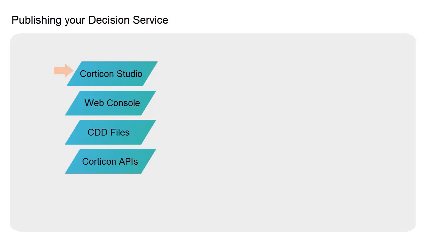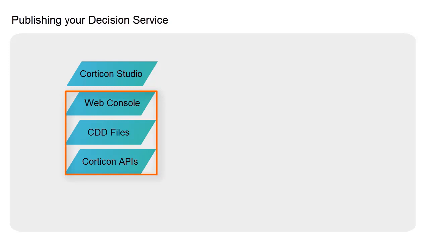Corticon Studio allows rule modelers to directly publish their decision services to a running instance of Corticon Server. This option is best used in a development environment. It is a quick and easy way to test a rule flow as a decision service. If you are publishing to a production environment, you should publish using web console or CDD files or Corticon APIs.